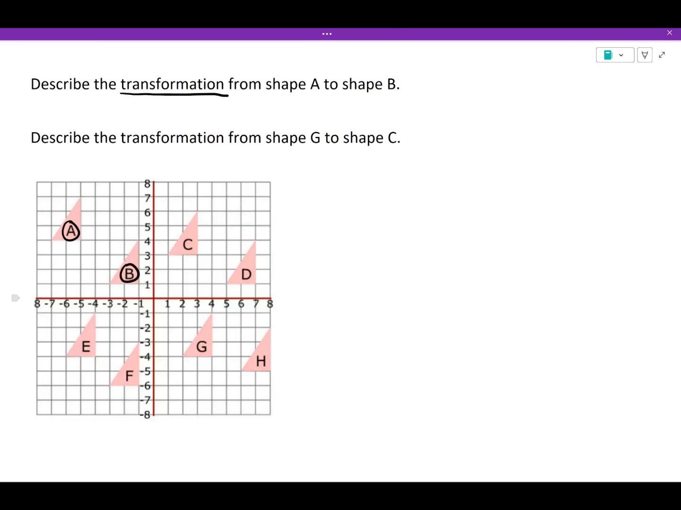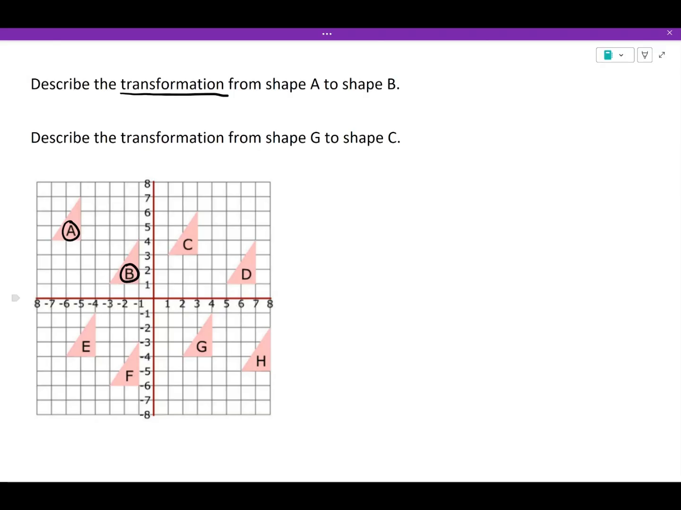Now, transformations, there are 4 transformations you should be familiar with. We've got rotations, reflections, enlargements, and translations. So we need to figure out which of the 4 transformations is this one. Well, clearly the shape has not been spun around, it's not been rotated, it's clearly not been reflected, and it hasn't changed in size, so it's not an enlargement.